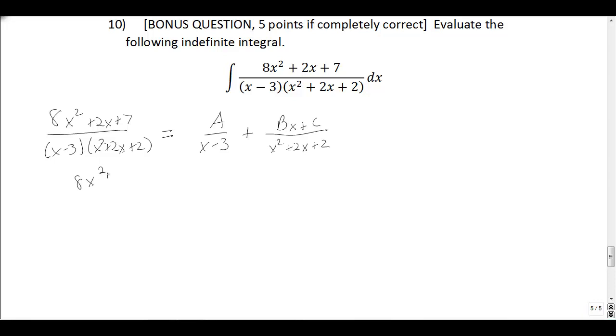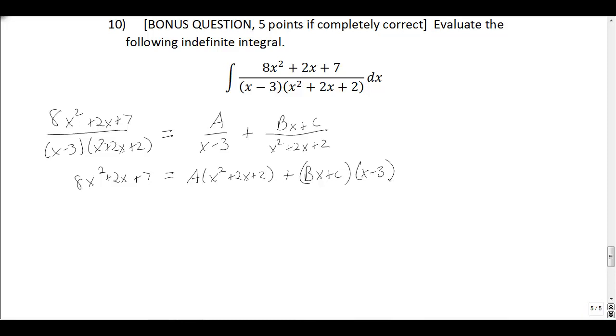Gives me 8x squared plus 2x plus 7 equals, here the x minus 3's cancel. I'll get A times x squared plus 2x plus 2. Plus, on this one, the x squared plus 2x plus 2 will cancel, and I get Bx plus C times x minus 3. And you just need to solve for A, B, and C here.